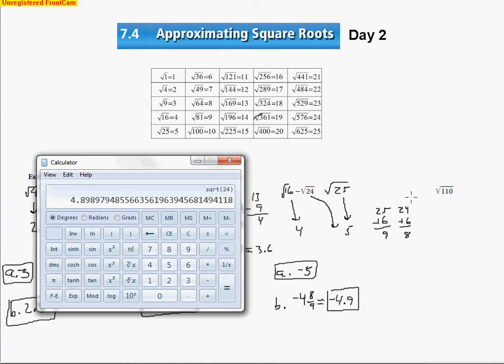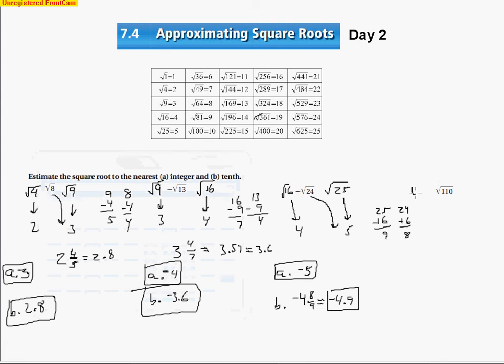So square root of 110, a little bigger number. So the perfect squares are 81, and oops, not 81, bigger than that. So let me fix that. 100, and the square root of 121. And so the square root of 100 is 10. The square root of 121 is 11.